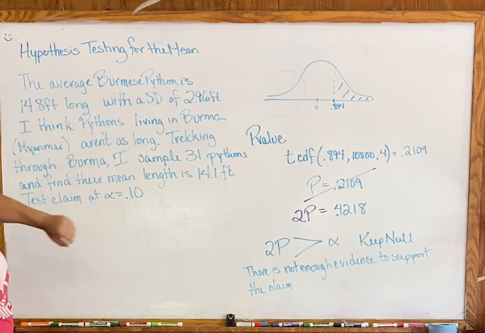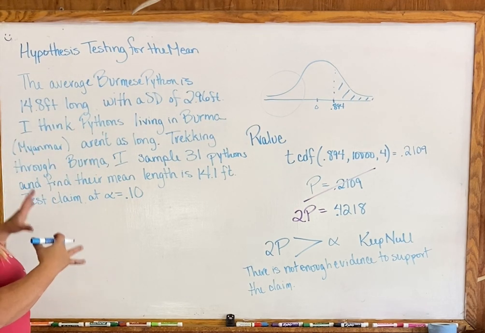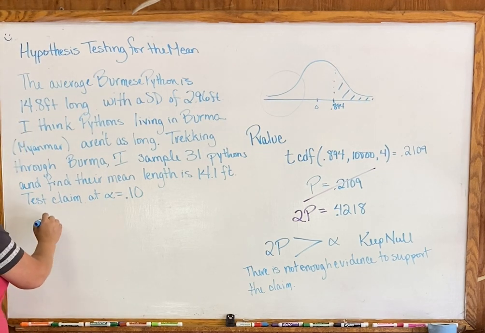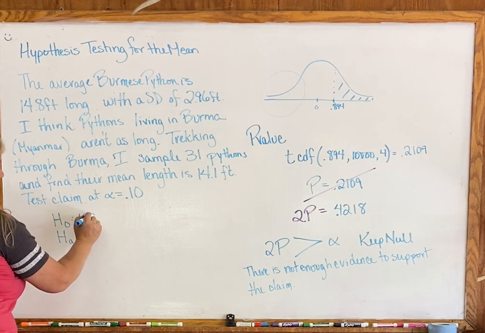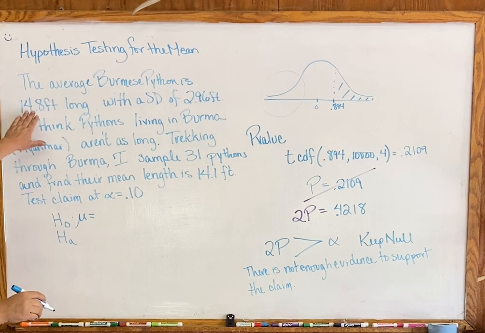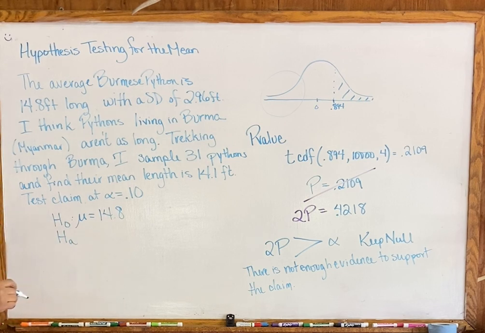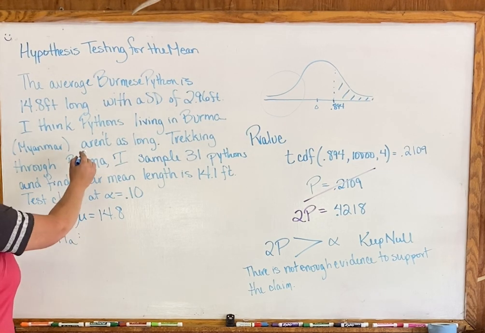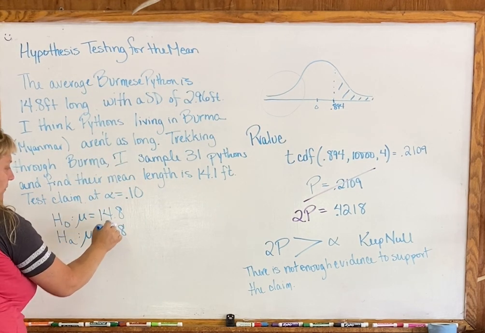So again, we're using the word average, but in the real world that translates to mean. So we're looking at a mean problem. There's the word mean again. I'm trying to give you the information in lots of different orders and organizations so that you can see different ways it will come to you. But always first is our null hypothesis and our alternate. We're studying the mean, and our null is the blanket statement that the average Burmese python is 14.8, so mean is equal to 14.8. Then what do I think about the Burmese pythons that actually live in Burma? I think they aren't as long, so we go with less than 14.8.